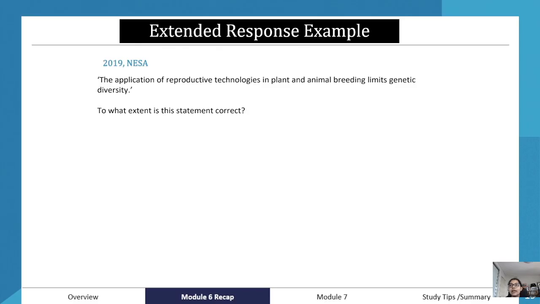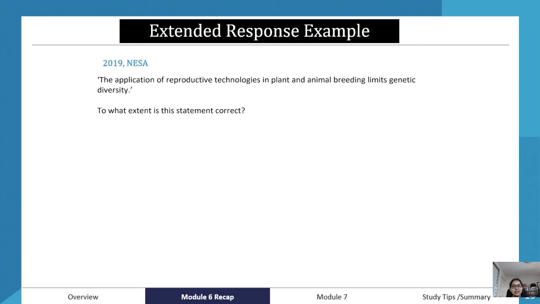So here I've got an example for us. We've gone through the content, and now let's have a go at adapting it to this specific question, which is from the 2019 paper. The application of reproductive technologies in plant and animal breeding limits genetic diversity. To what extent is this statement correct?